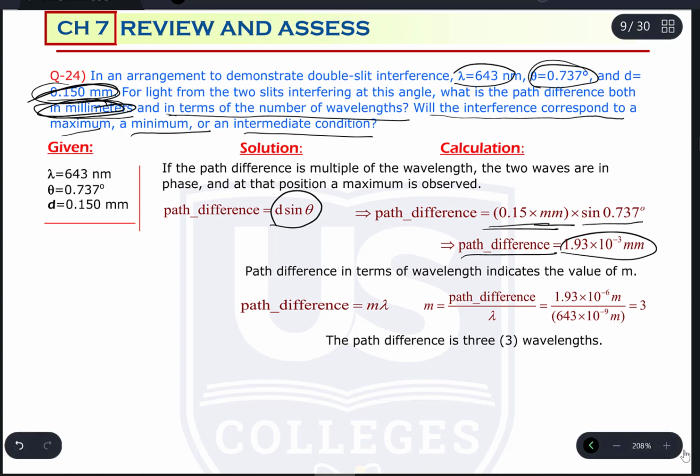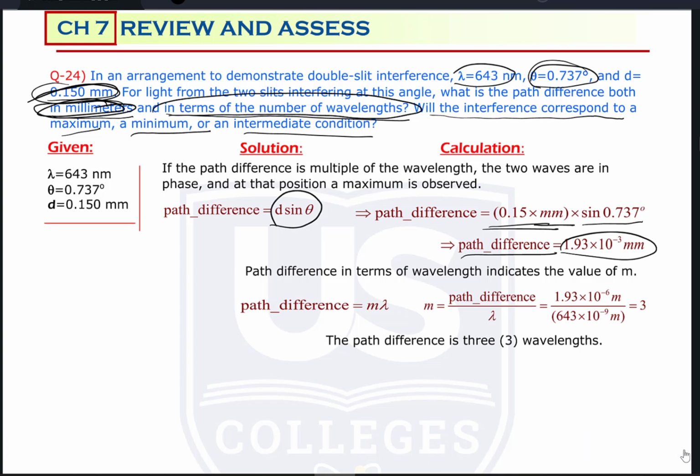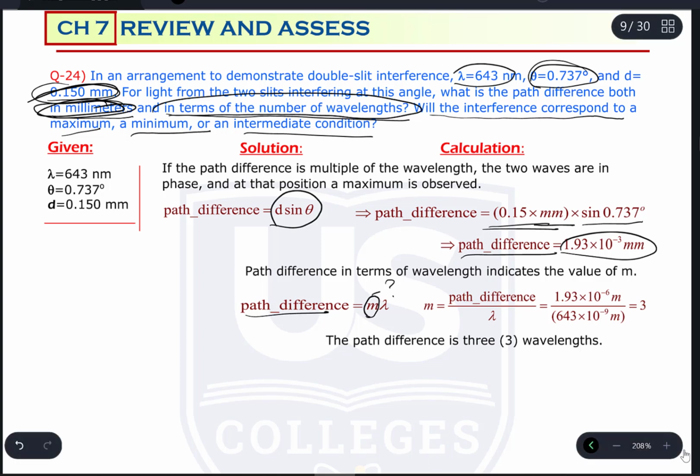But it also asks you in terms of wavelengths. What does "in terms of wavelengths" mean? Because we know that for maximums or bright fringes, the path length difference can be a multiple number of wavelengths. So if the question asks how many wavelengths the path length difference is, it's asking you to find m. m is equal to the path length difference divided by lambda.